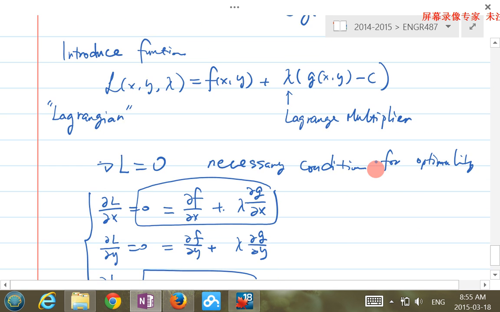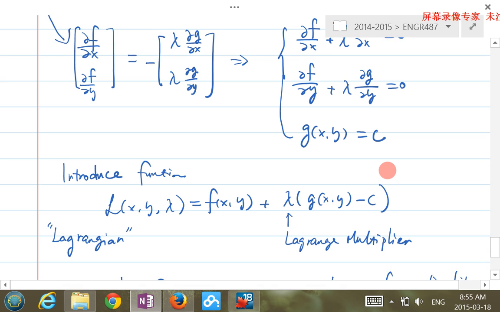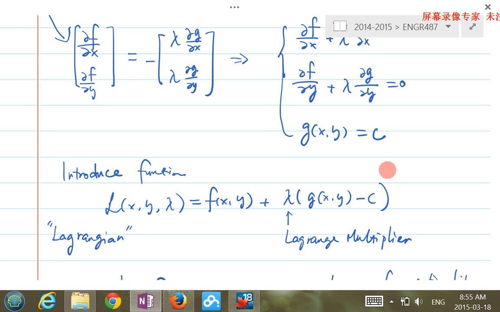So basically this Lagrange function, finding a local min or local max, finding the optimality of this function, is equivalent to that original constrained problem. So in other words, we're turning a constrained problem into a what? An unconstrained problem. So that's the idea.